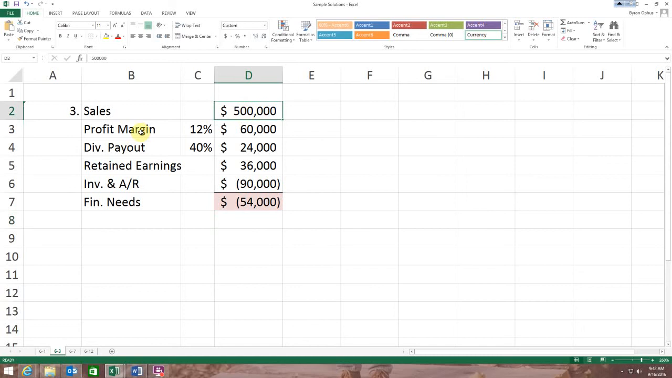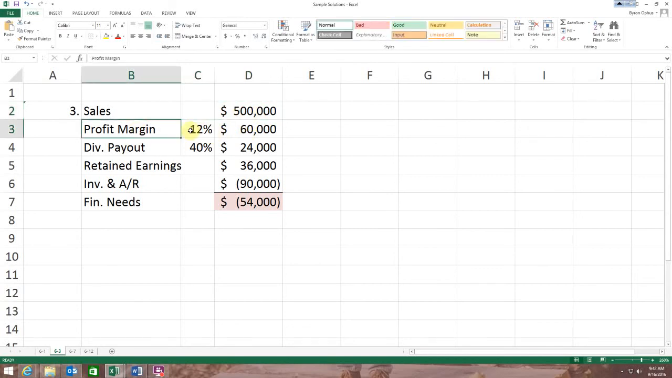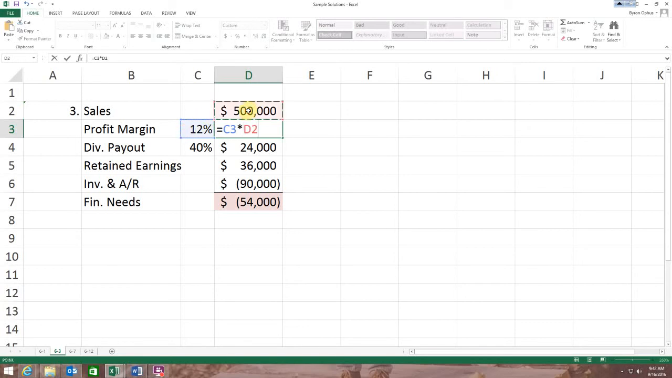The next thing we want to figure out then is what our profit is going to be, and it says we have a profit margin of 12%. That means it's 12% of our sales number. That's what profit margin means. So all we have to do is the simple math of saying this is equal to 12% times my $500,000 in sales. So I should make a profit of $60,000.